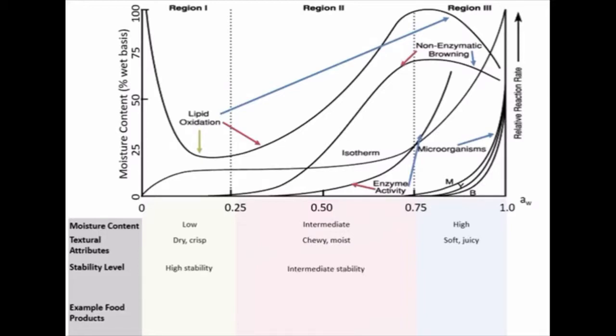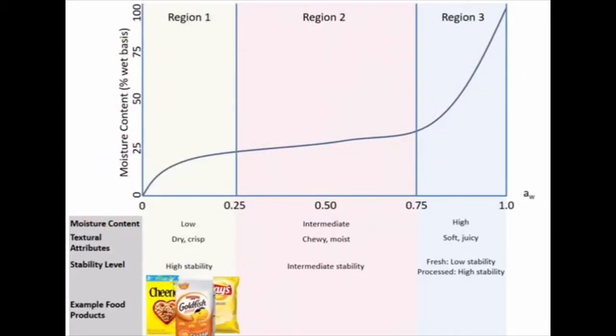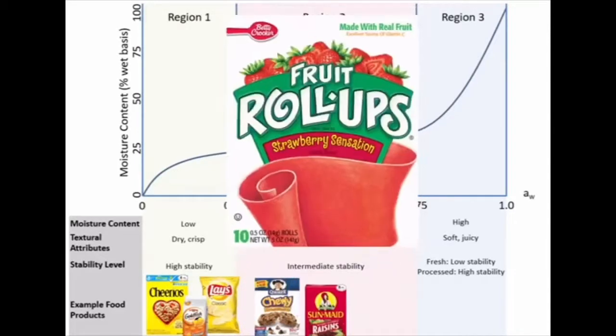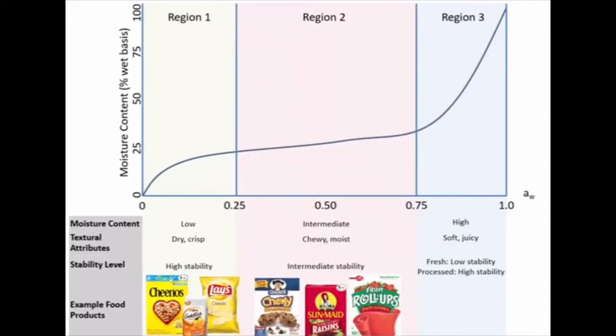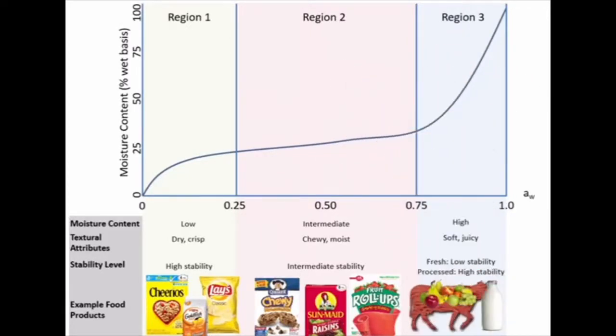However, foods in region 3 can undergo processes like canning and pasteurization that improve their stability and give them a longer shelf life. Examples of food in region 1 are cereal, chips, and crackers. Foods in region 2 include chewy granola bars, raisins, and fruit rolls. Food examples in region 3 include fresh fruits, vegetables, milk, and meat.